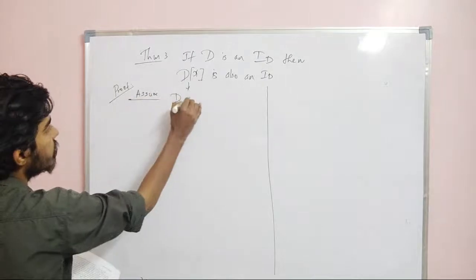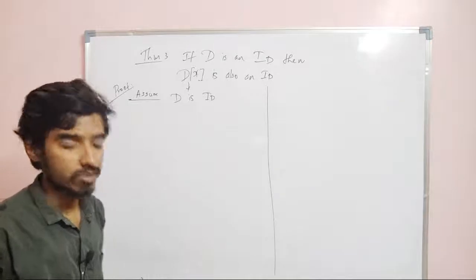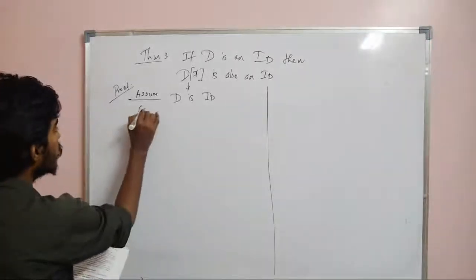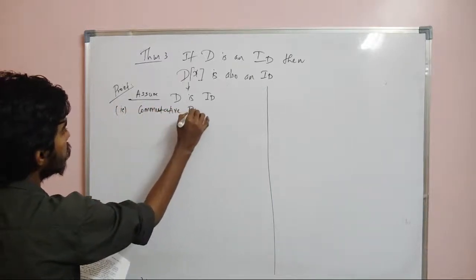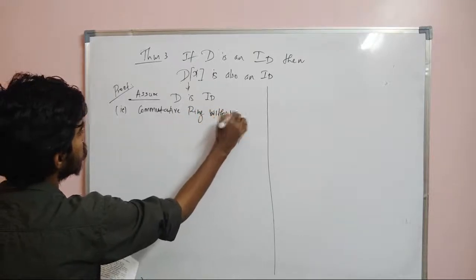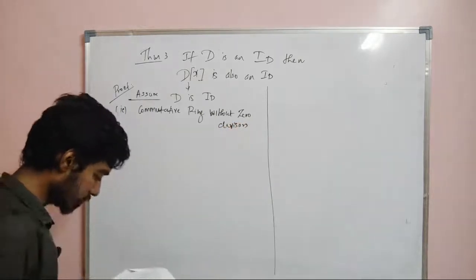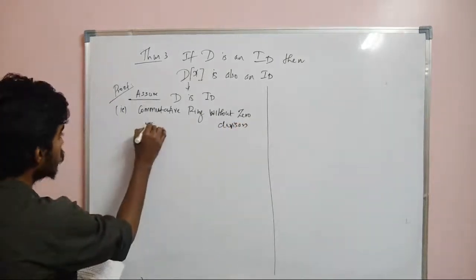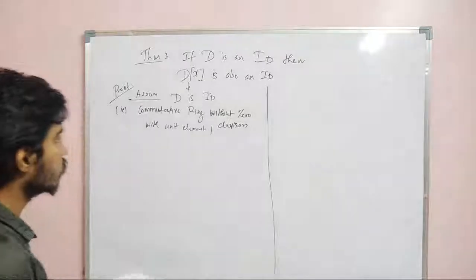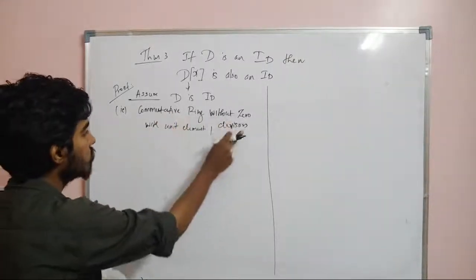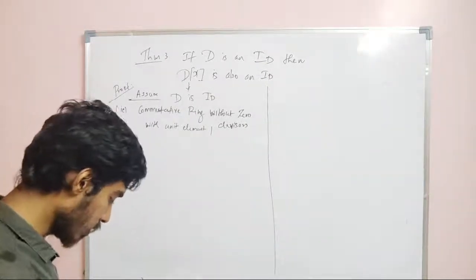Assume D is an integral domain. So what is an integral domain? It's a commutative ring without zero divisors, and also with unit element 1. So D is a commutative ring without zero divisors and also has a unit element 1 by definition, right? Yes.